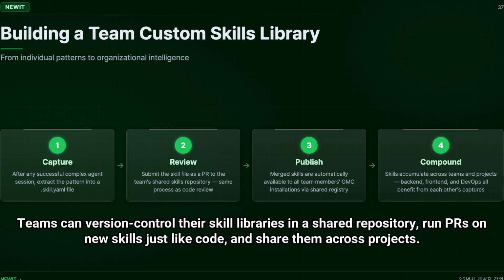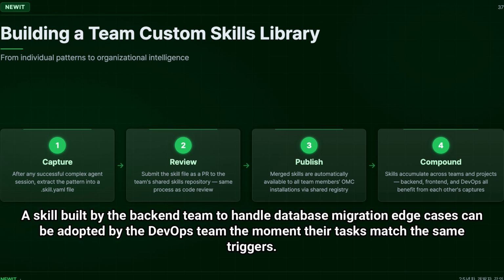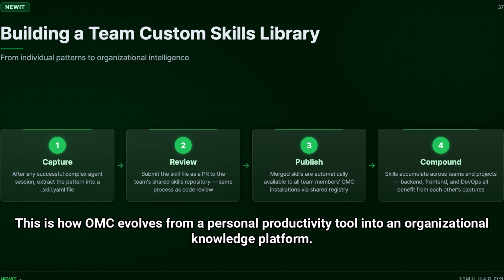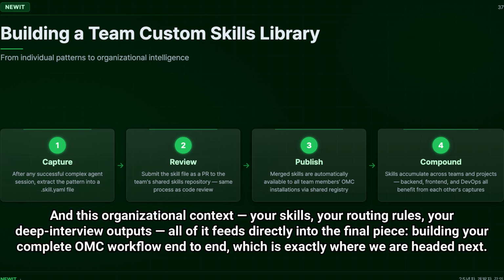Teams can version control their skill libraries in a shared repository, run PRs on new skills just like code, and share them across projects. A skill built by the backend team to handle database migration edge cases can be adopted by the DevOps team the moment their tasks match the same triggers. This is how OMC evolves from a personal productivity tool into an organizational knowledge platform. And this organizational context, your skills, your routing rules, your deep interview outputs, all of it feeds directly into the final piece, building your complete OMC workflow end to end, which is exactly where we are headed next.